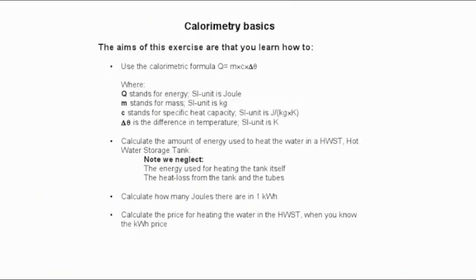Welcome to e-learning. This time it's about calorimetry, basics and applied. The aims of this exercise are that you learn how to use the calorimetric formula Q equals m times c times delta theta. And here you can see what the different symbols stand for and which unit they have.